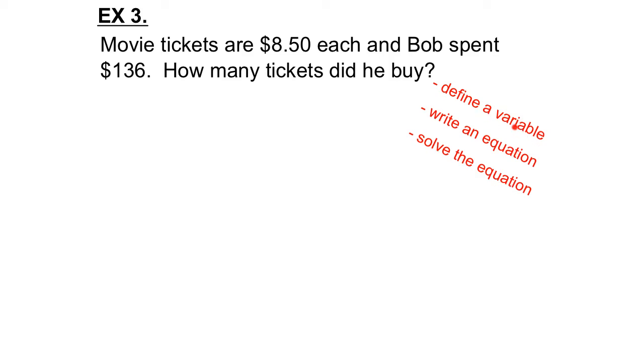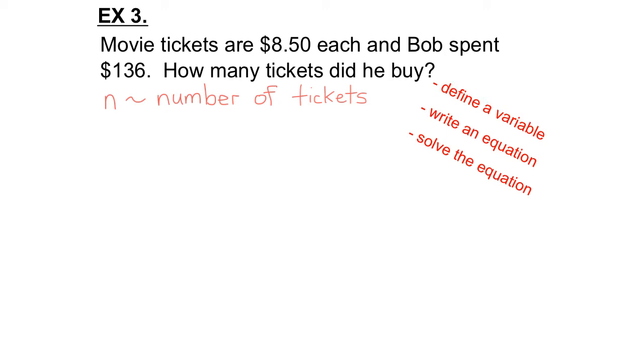So the variable is the letter that represents the unknown value. And the unknown value is what you're solving when you solve an equation. So the variable is the thing that you're trying to figure out. If you're not sure what to make your variable, just go back to the question. What is it asking you to figure out? Well, it's how many tickets did he buy? So our variable is going to be the number of tickets. I'll just use n to represent the number of tickets. So I've defined my variable.